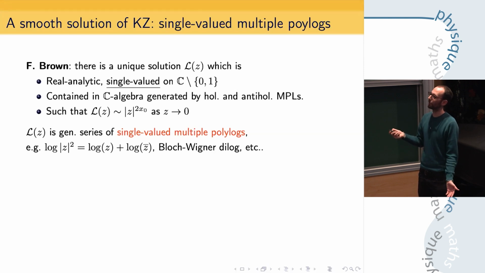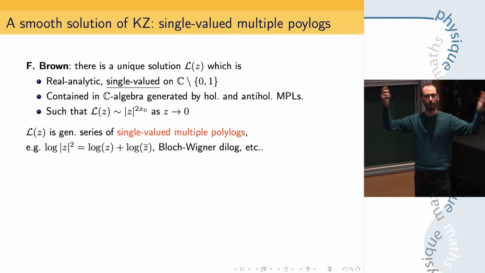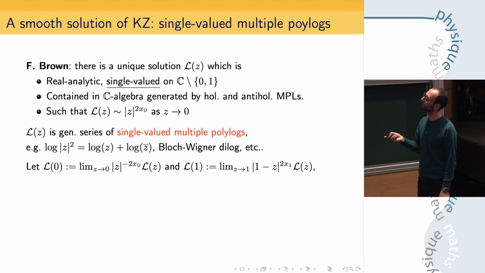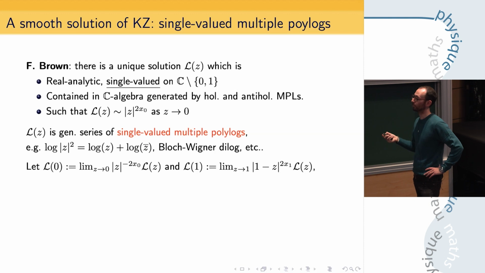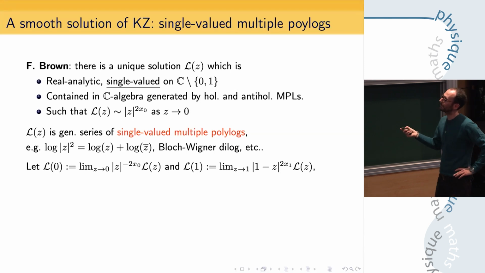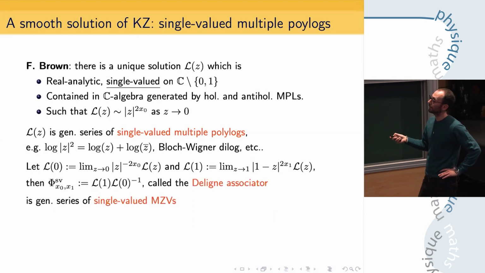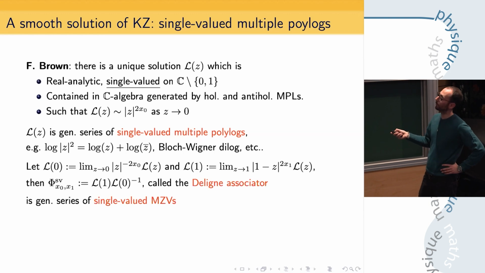And examples, as Pierre mentioned, are the log of z plus log of z bar, or the Bloch-Wigner dilogarithm, etc. So some of these solutions were constructed already before, but Brown gave the general solution for all multiple polylogs. And now, again, let's play this game. Let's define L of 0, which is again going to be just equal to 1. And L of 1, which is the limit as z goes to 1 of this generating series. Now this will be some generating series of special values of these guys at 1. And then you consider again L of 1, L of 0 to the minus 1.